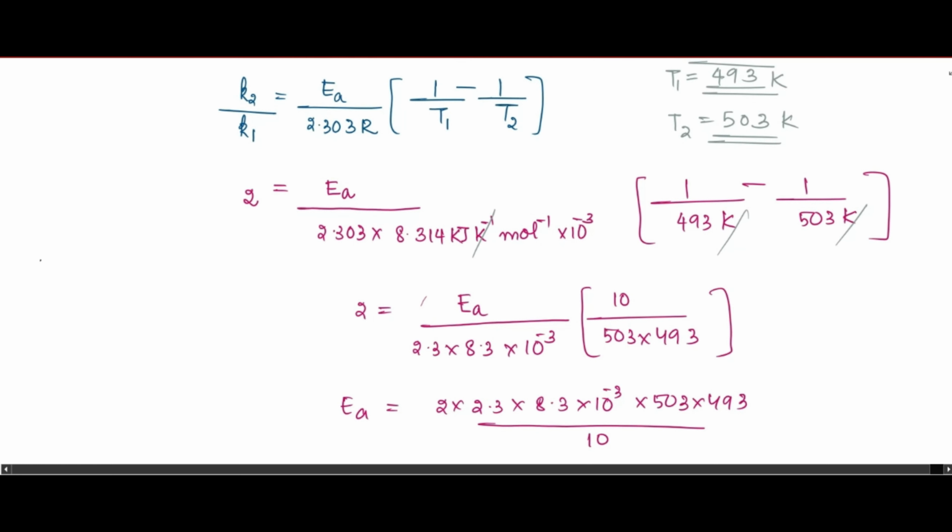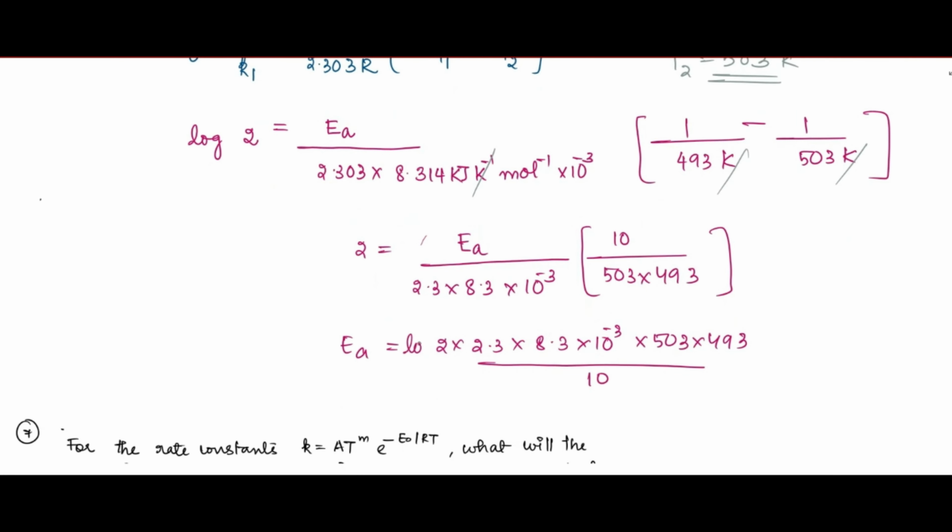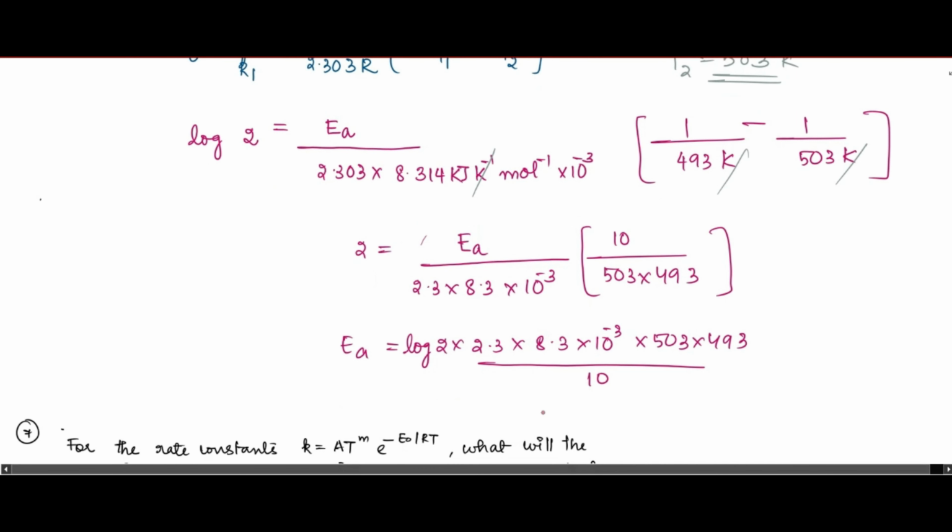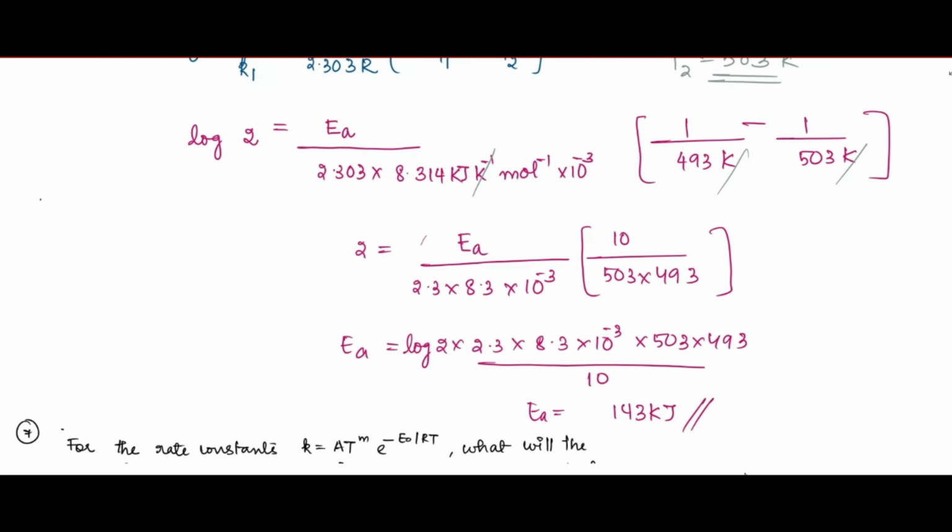It is my mistake. It's log over here. So sorry. Log 2 is 0.30. Log on the top, sorry. You put log, you will get the answer. 0.30 into 2 into 8.3 into 0.303. Log under, so sorry, log under.